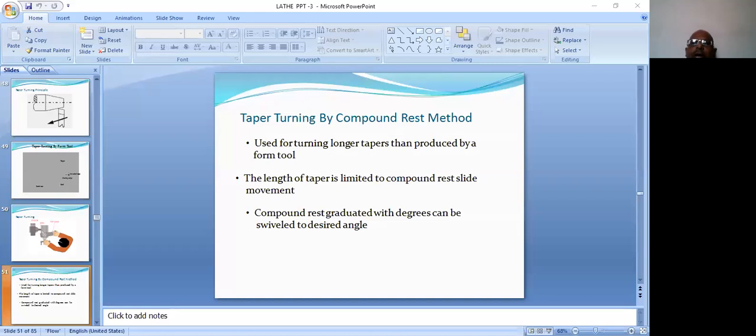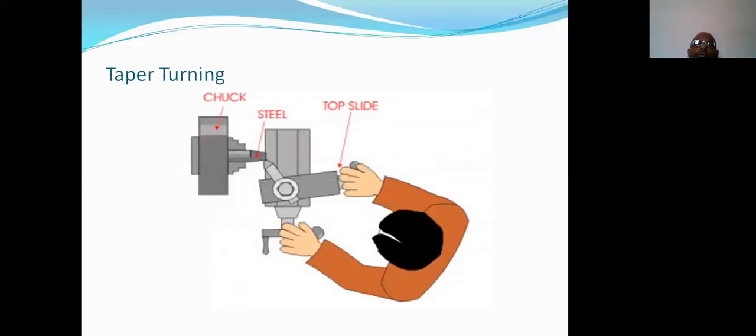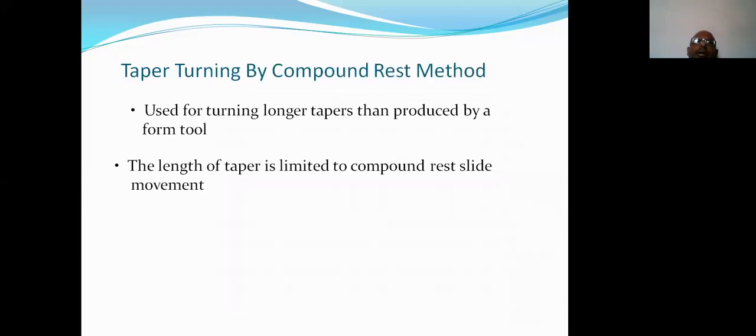So this particular taper turning operation is performed. The next process is taper turning by the compound rest method. So in this one, how the operator operates this particular compound rest. So this is the next method, taper turning by compound rest method.